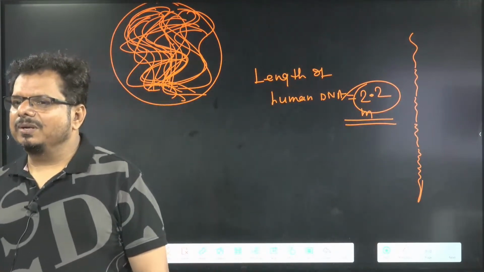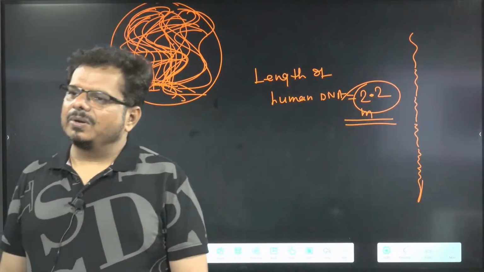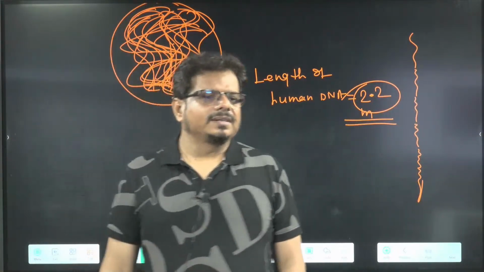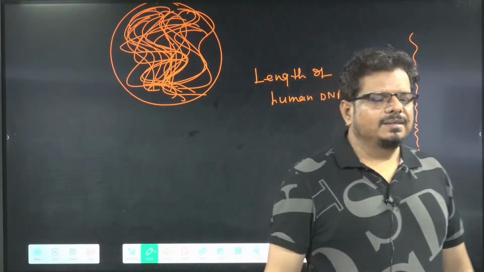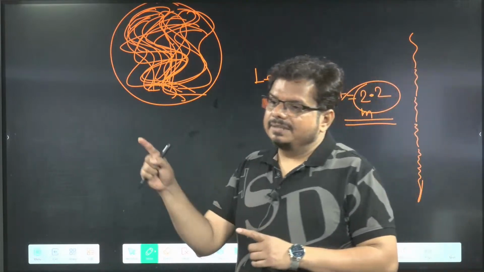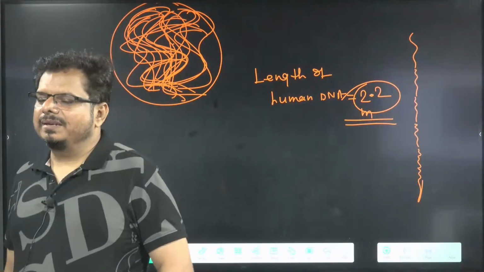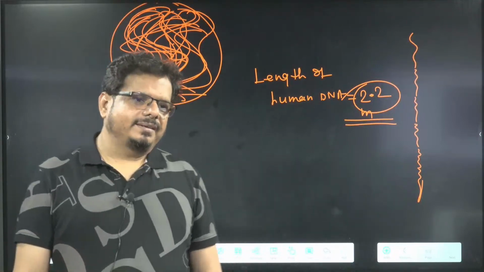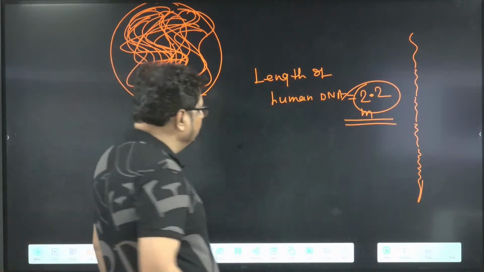Did the picture come or not? Did the understanding come? Is it clear in the mind or not? Tell me yes or no. Came. So 46 DNA have how much length? 2.2 meters. Now I am moving ahead. Give your attention. Have a look here.